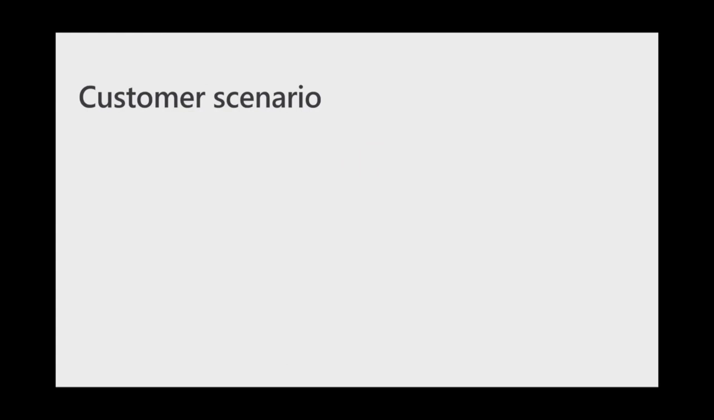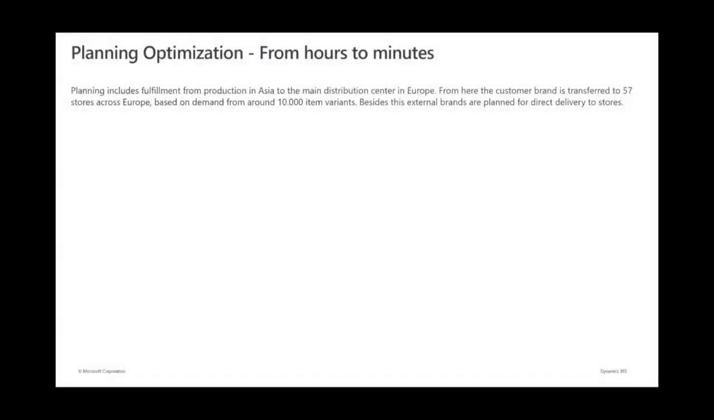Okay, a customer scenario. Let's think about a production company in Asia and the main distribution center in Europe. From here, the customer brand is transferred to 57 stores across Europe, based on the demand of around 10,000 variances. Besides that, these brands are planned for direct delivery to the stores. So that's a scenario we have in place. And as I told at the beginning, it's not a fake scenario. It's something we are running. We have it at the moment available in preview. And this is the feedback and the telemetry we see based on our new capability.